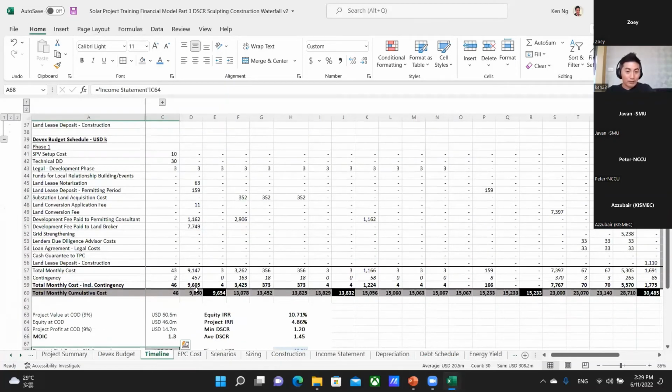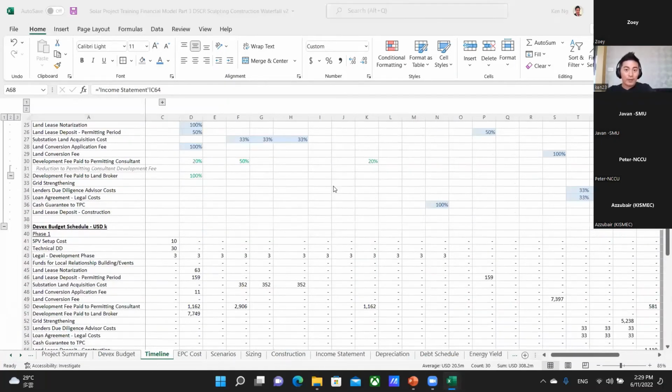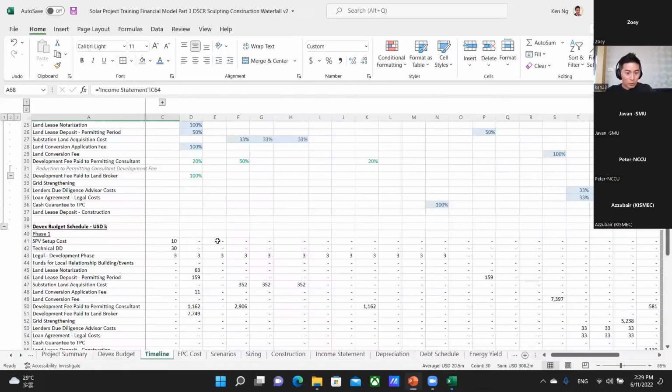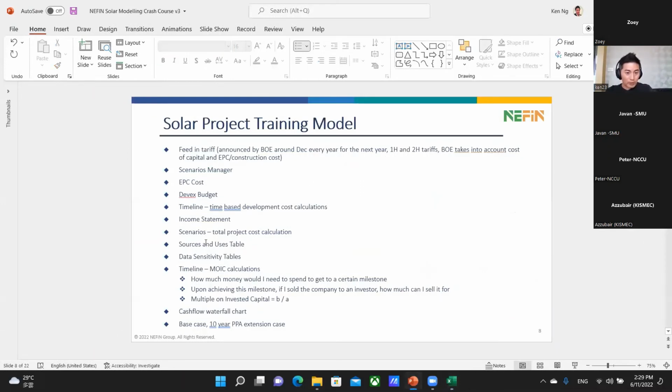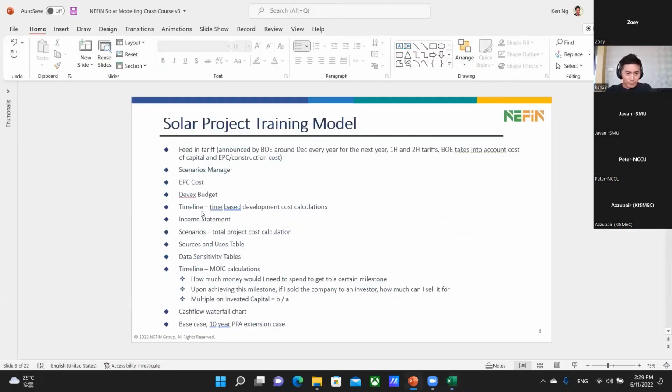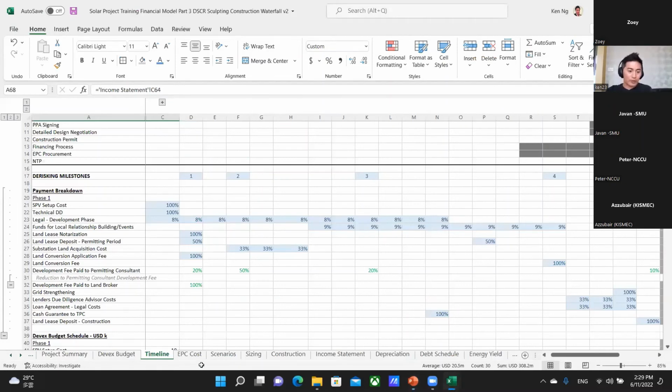So under the timeline, wait, let me just backtrack a little bit. Apologies, everyone. I didn't realize I paused my share screen. I think the sources and uses table was where we got up to just now. Actually, let's backtrack a little bit more. Let's talk about the total project cost calculation.